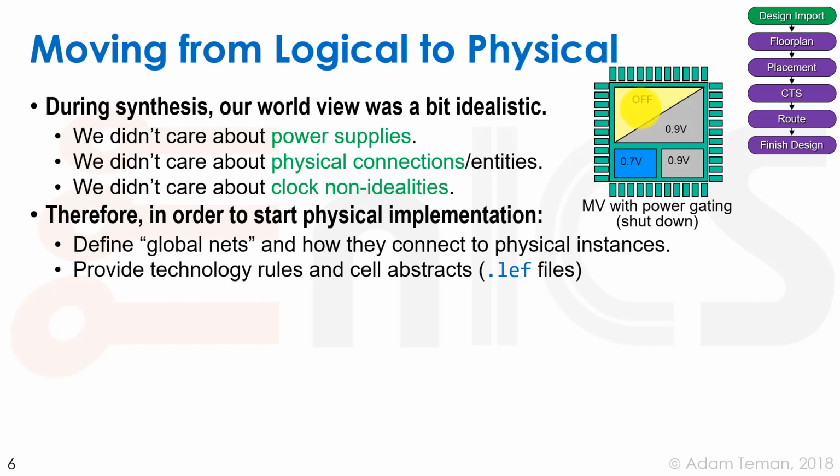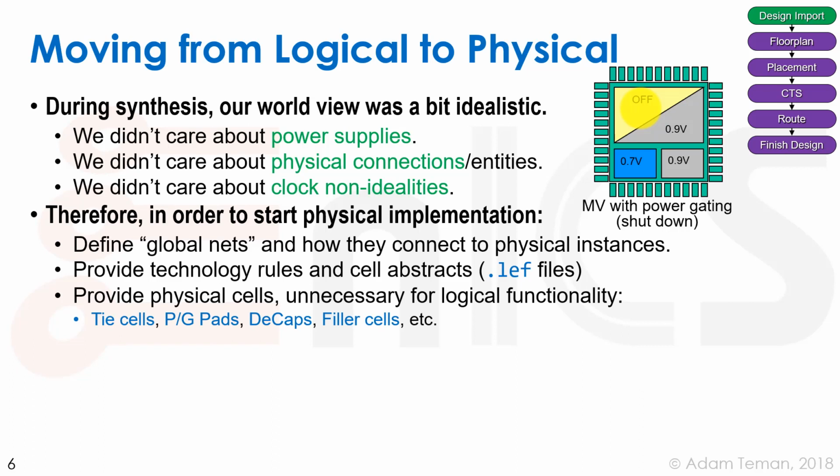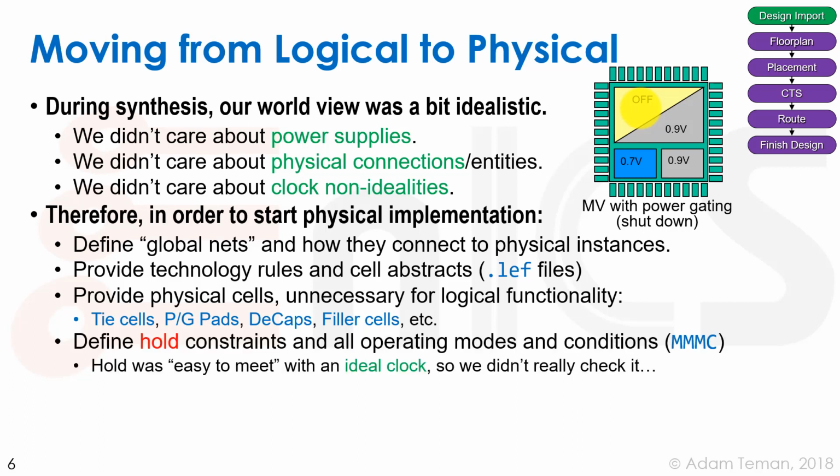Okay, we have to provide technology rules and cell abstracts. So we have to tell it what the DRC rules are and what the LEF files that include like the size of our cells, where the actual pins are and so forth. We have to provide physical cells. These things were unnecessary when we were doing logic functionality, such as filler cells that just filled up the empty area of the floor plan, or tie cells that tie gates to 1 or 0 constants and so forth.